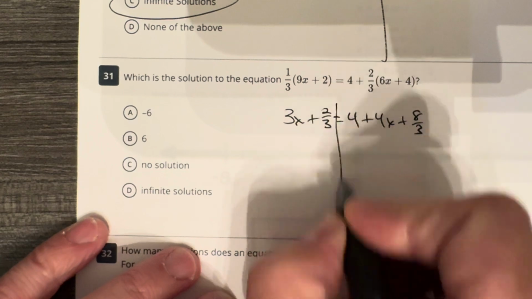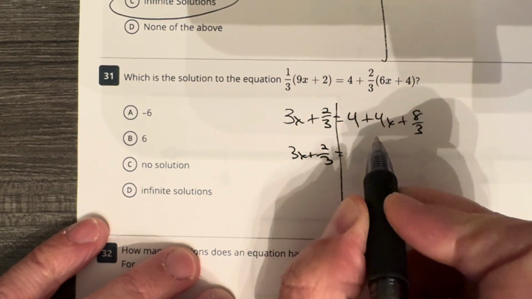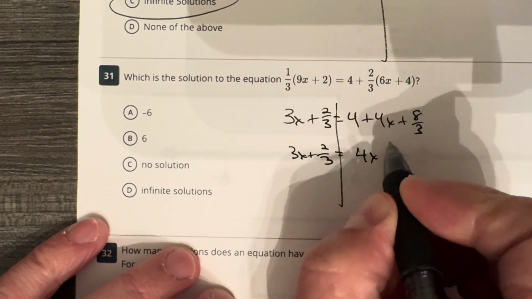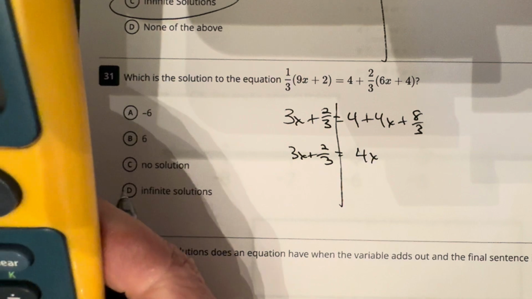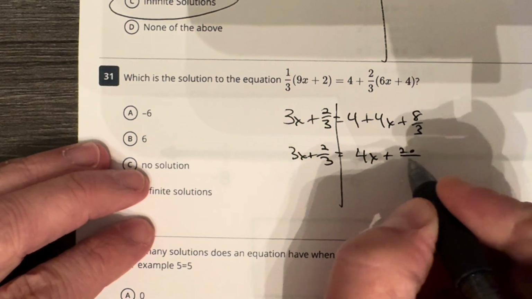Combine like terms before we shift things. So 3x plus 2/3 is going to equal, well, the 4x drops because I don't have another x. And then 4 plus 8/3, I'm going to do in the calculator. So 4 plus 8/3 gives me 20 over 3. So positive 20 over 3.